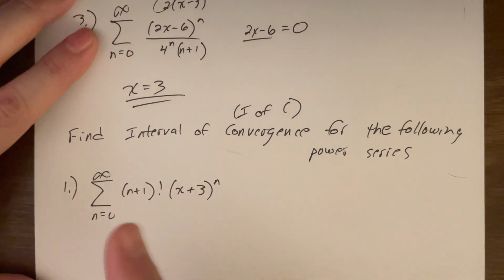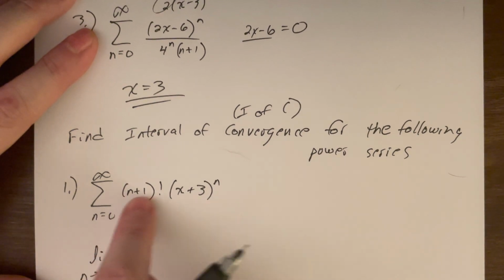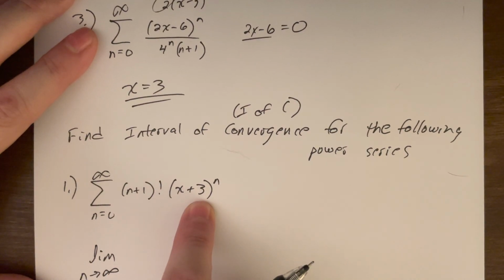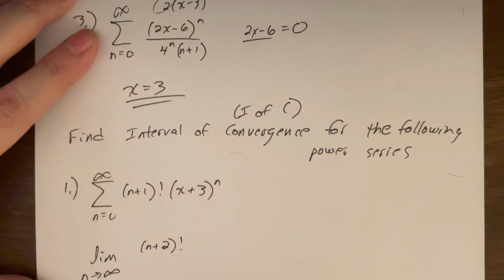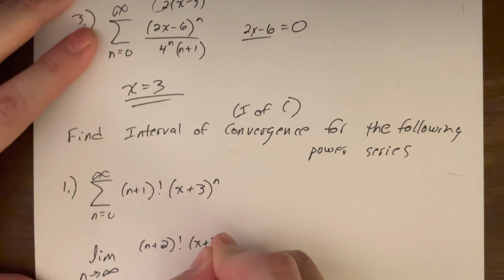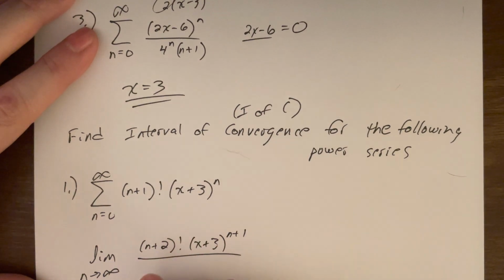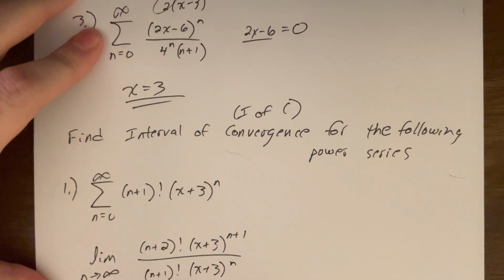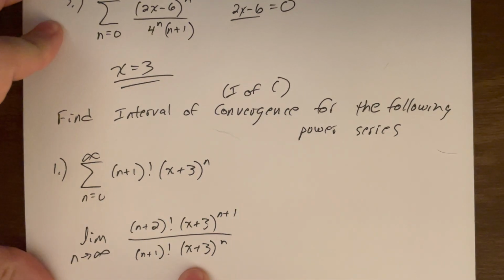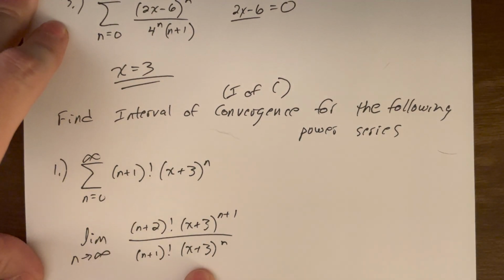I'm going to set up the ratio test. The limit, as n goes to infinity, this to the n plus 1, right? This is the a sub n generically. I need the n plus 1 term. So n plus 1 becomes n plus 2 factorial, x plus 3 to the n plus 1 power, all divided by the nth term. This is a little interesting, just in that we normally have fractions over fractions, but this one happens to be a simpler example, so this is immediately just a clean fraction.